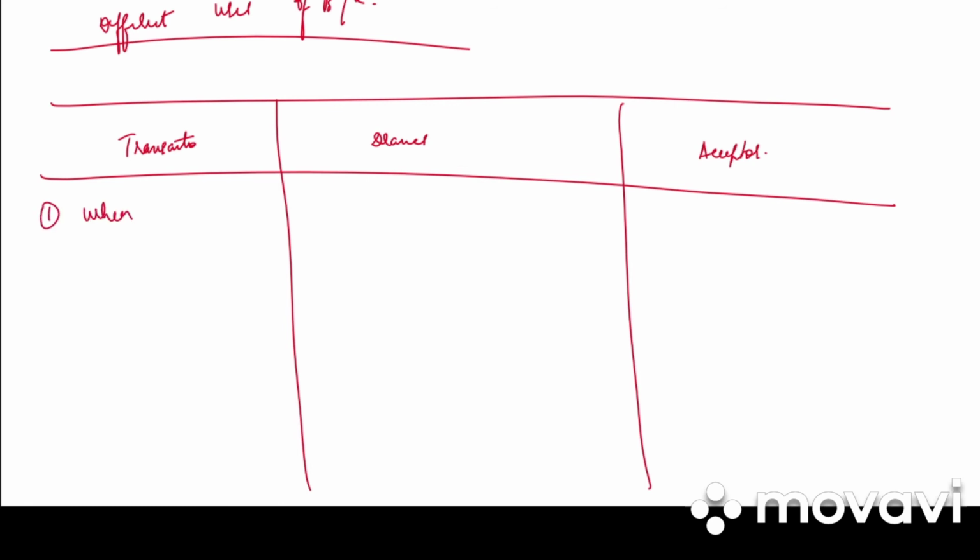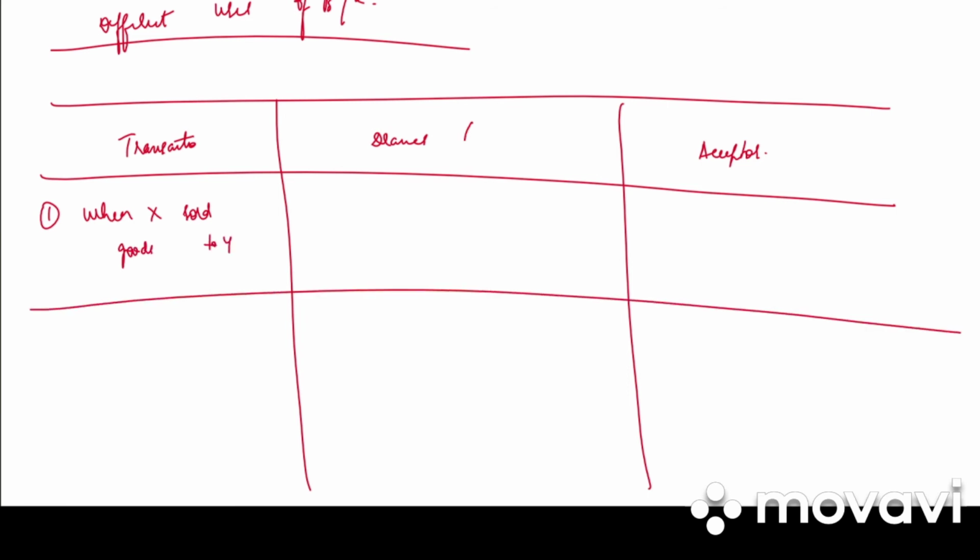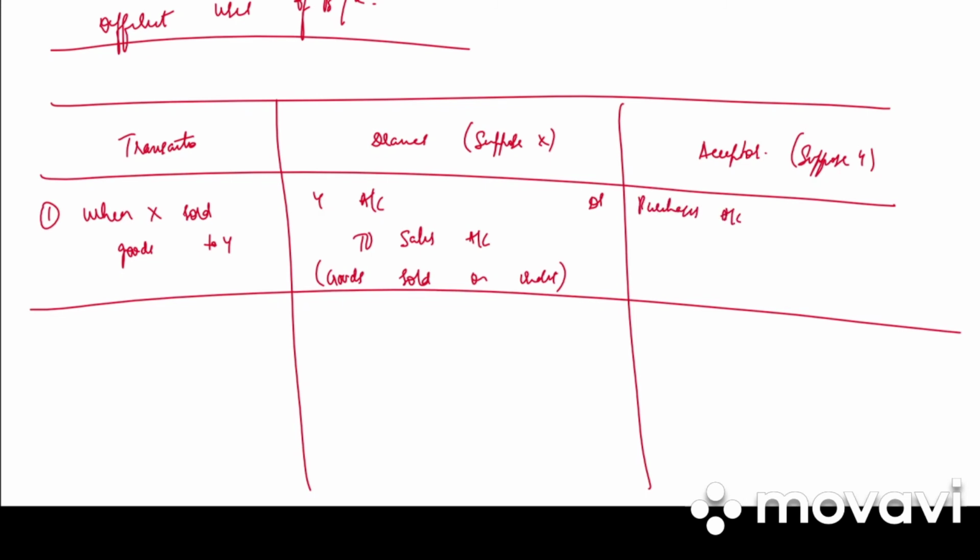So first one, when X sold goods to Y. So who is the drawer? Suppose X. Who is the acceptor? Suppose Y. So what will be the entry? Y account debited to sales account. Write the narration, goods sold on credit. Then in the books of acceptor it will be purchases account debited to X account. Goods purchased on credit.